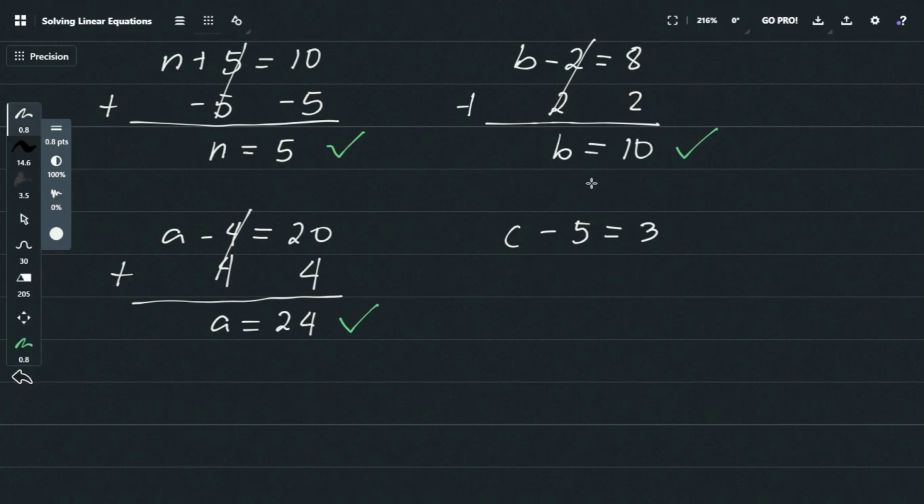Okay, for this one we have negative 5 as the constant. So we're just going to find the additive inverse of negative 5, which is just positive 5. So we're just going to add both sides by 5. So we can cancel this out. So we have c is equal to 3 plus 5, which is just equal to 8. So the correct answer is c is equal to positive 8.